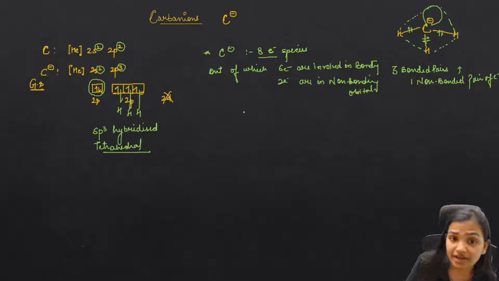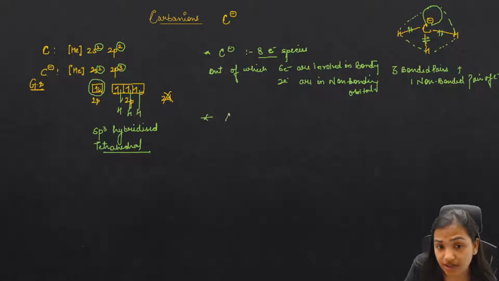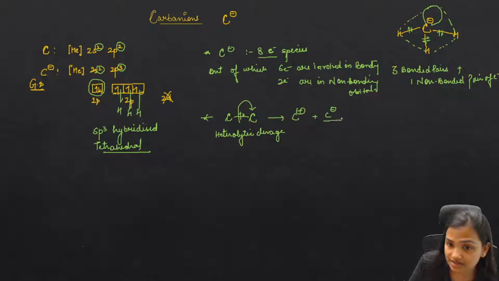Whenever we have to prepare a carbanion, it can be easily prepared by doing a heterolytic cleavage. When you do the heterolytic cleavage, you get the formation of a carbocation and the carbanion. So by the heterolytic cleavage, we can get the formation of the carbanions, that is the anions, and this is your carbanion.